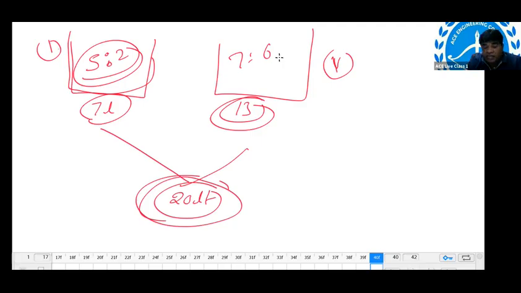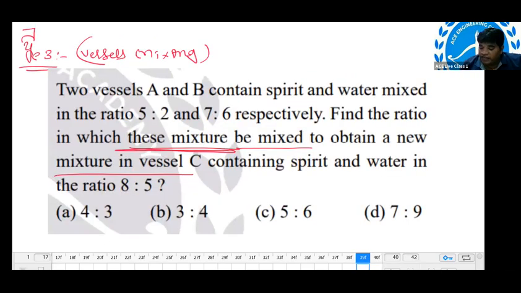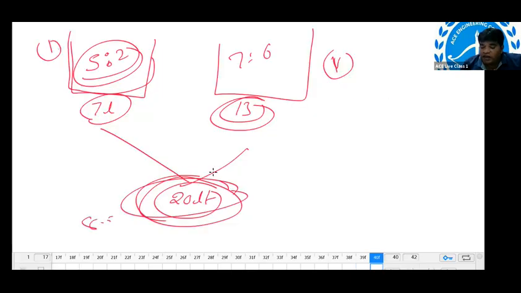But they're asking a different question actually. Vessels mixing in which ratio? That is the question actually. Are you getting my point? So in the 20, spirit and water, what is the ratio given? 8:5. So that is wrong thinking actually. Okay. So that means you are mixing the first vessel and this other vessel. You are mixing only two vessels. But the question is, the vessels are mixing in which ratio?